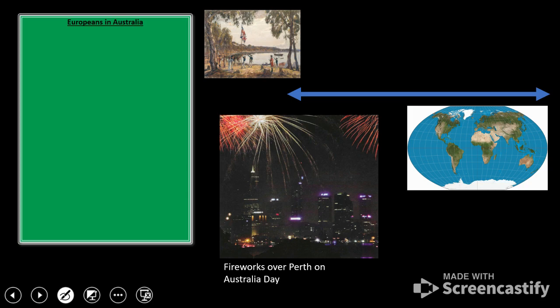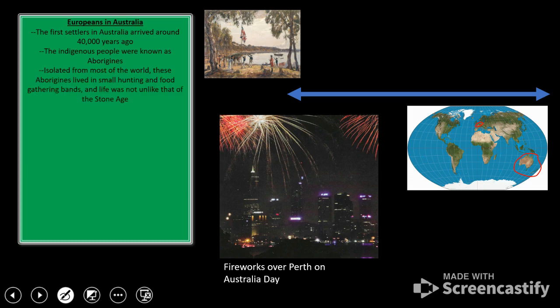Europeans in Australia. Australia and New Zealand, this is the last chapter. Again, these are the two farthest areas of the world away from the heart of the Industrial Revolution. So it makes sense that they were some of the last parts of the world to come into contact. The first settlers in Australia arrived around 40,000 years ago, and these indigenous people were known as Aborigines.